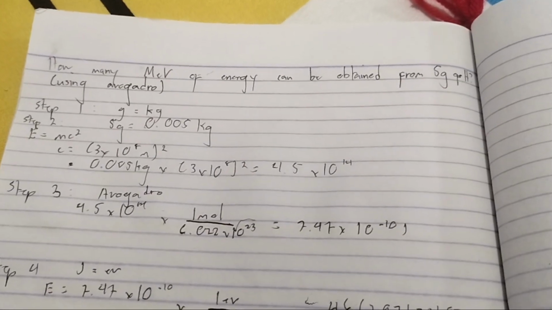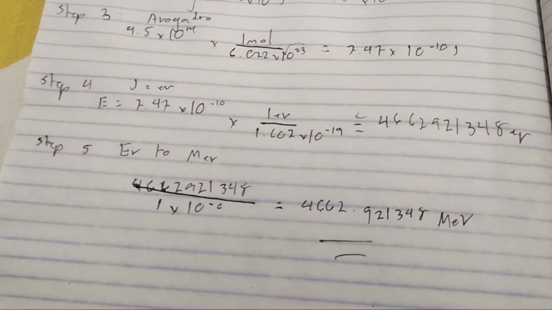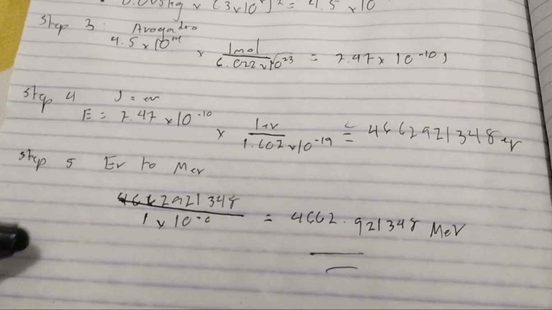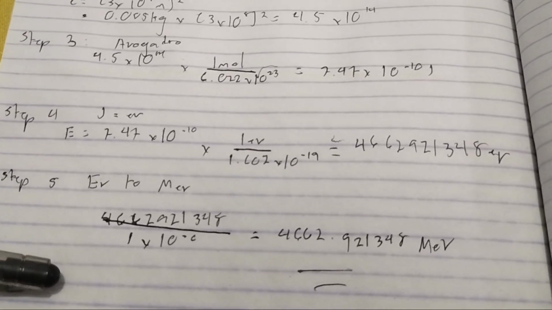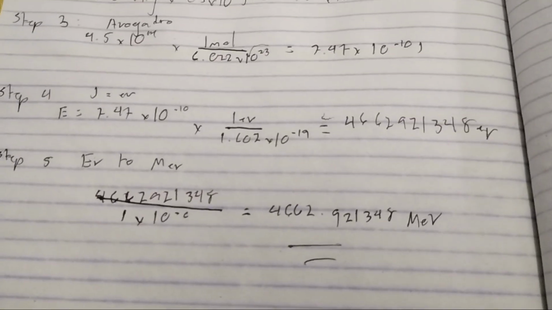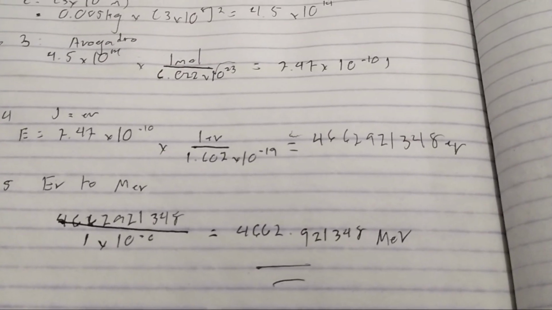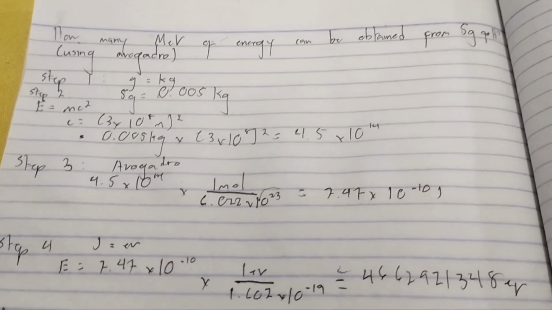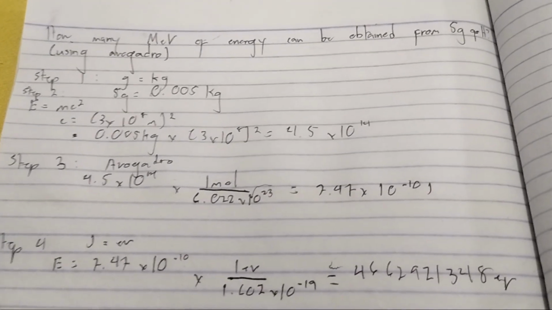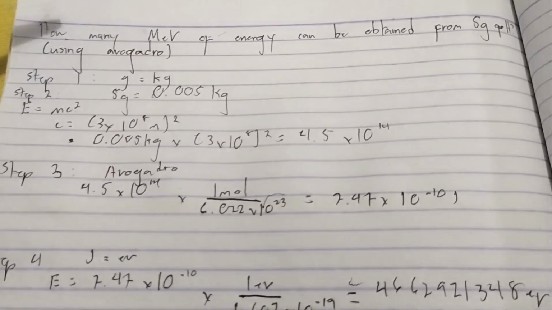How many MeV of energy? MeV is what is being asked, so we convert our answer from eV to MeV again. That is step 5, eV to MeV. To convert, we need to divide our answer by 1 times 10 to the negative 6. Using the scientific calculator, the answer is 4,662.921348. So, that is all, guys. Just remember that when the mass defect is given in grams, we need to convert it first into kilograms.